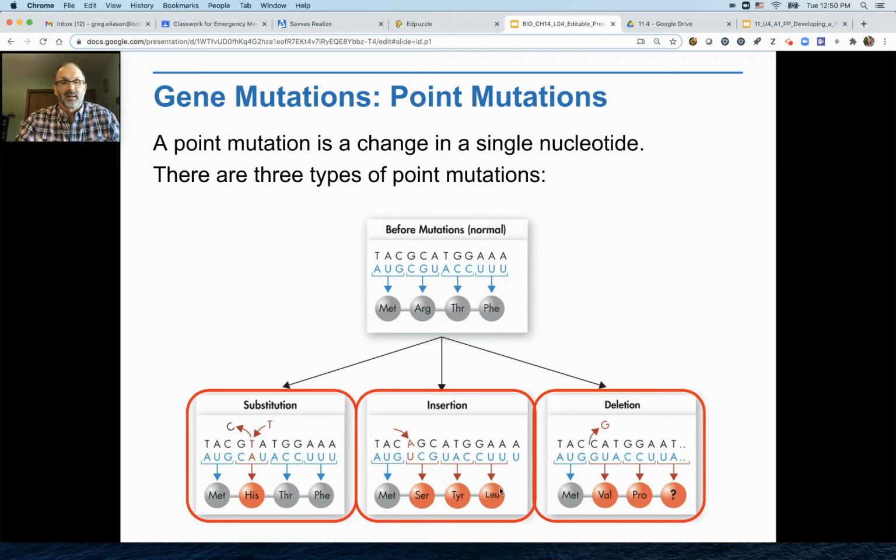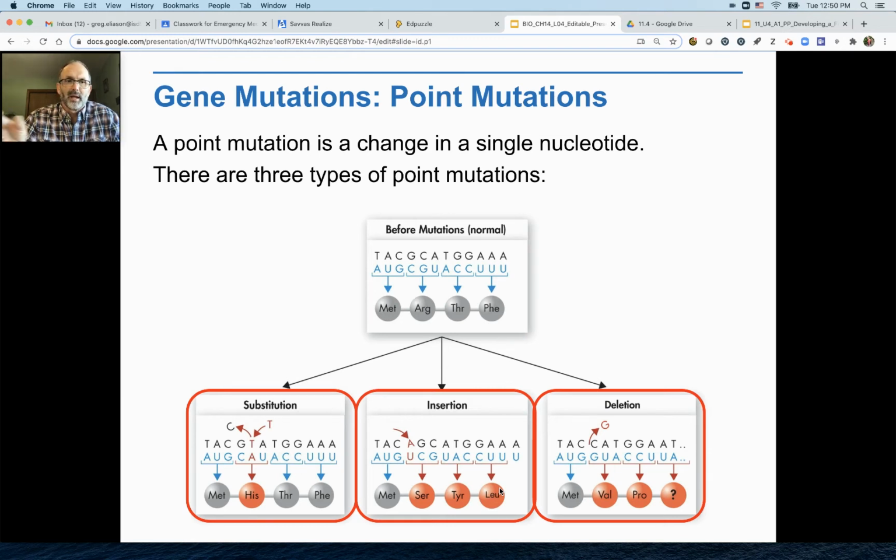If it's the last two amino acids, it might not have a big effect. If it's in the beginning, it might have a major effect. Okay. So there are many examples of single gene mutations that cause disease. For example, cystic fibrosis is one.